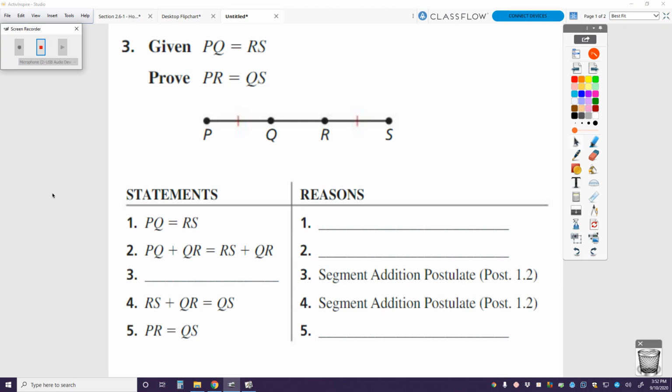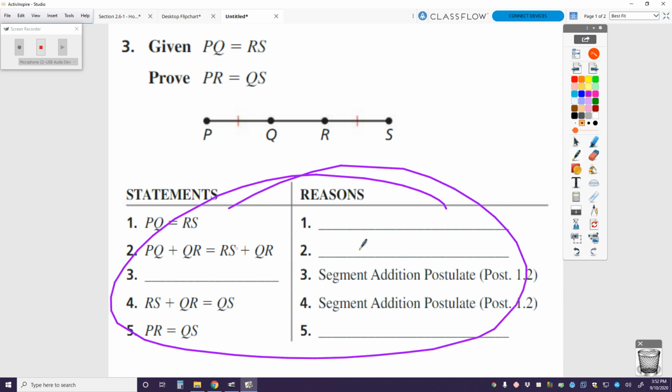Right, let's take a look at some more proofs. Now, this first one, number 3, it's really like already halfway done. I'd say really more than halfway done for you, because they really put together the proof. We just need to fill in the blanks now.